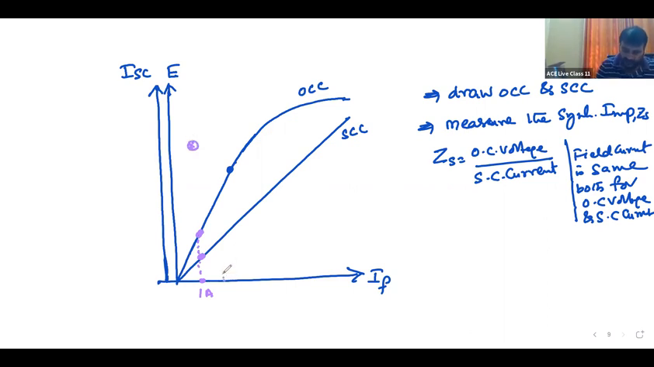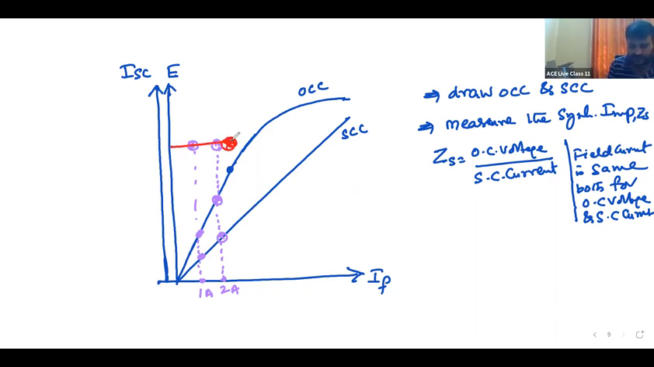Similarly, for 2 amperes of field current, this is the open circuit voltage and this is the short circuit current. That voltage by current is equal to ZS. Like that, if you take 3 amperes, 4 amperes, then your ZS will be like this. ZS is constant up to the knee point.